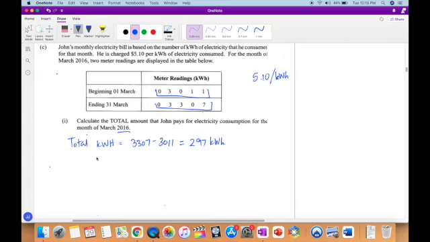So if he used that and he has to pay $5.10 per kilowatt hour, that would mean his bill is the total amount that John pays, right? So the total paid would be 297 multiplied by 5.10, and that would give us $1,514.70.